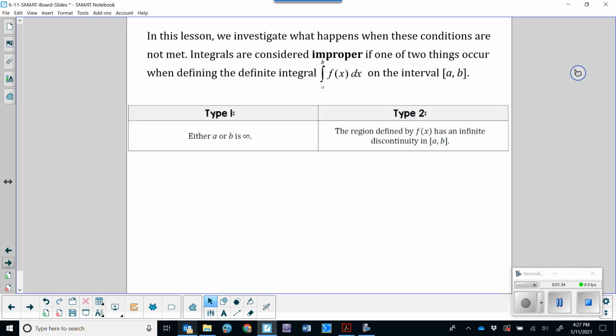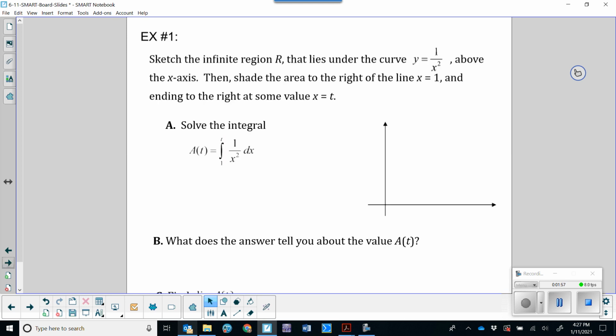So for improper integrals, we're going to have two different cases. One of them is that either one or both of the limits of integration is an infinity, or somewhere in the interval from A to B you have an infinite discontinuity. In other words, we have an asymptote somewhere, either on an endpoint or within the middle of the interval. Okay, so we're going to see how to do this.